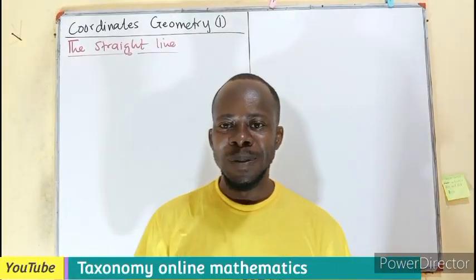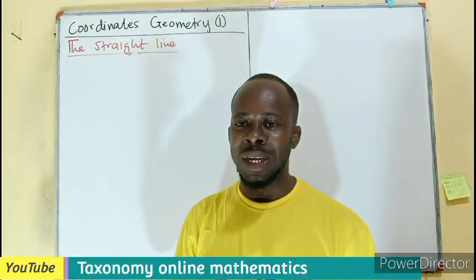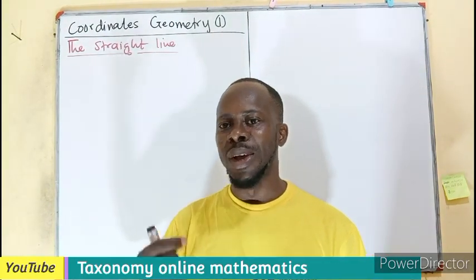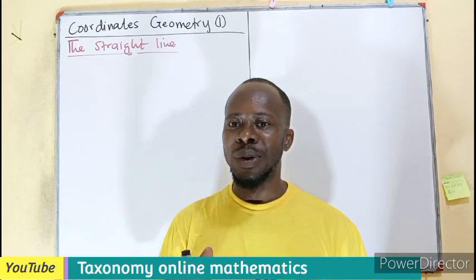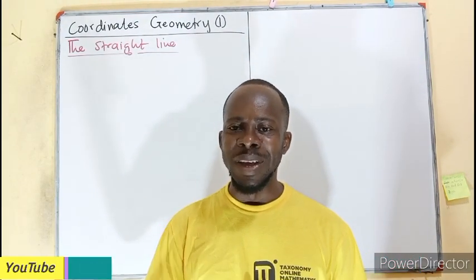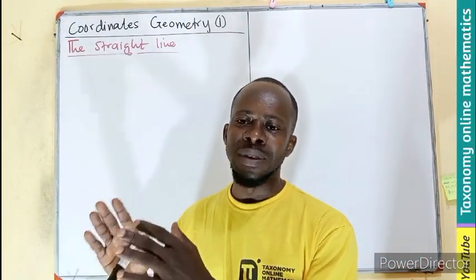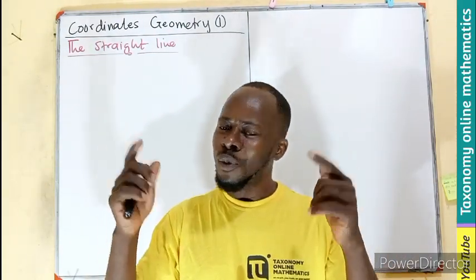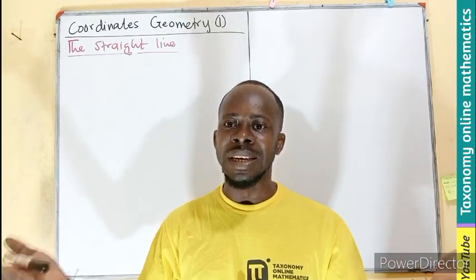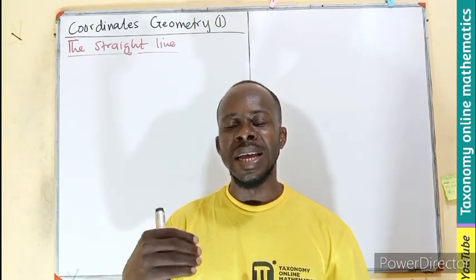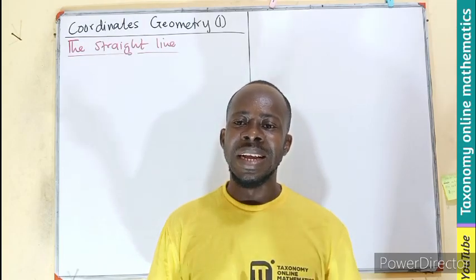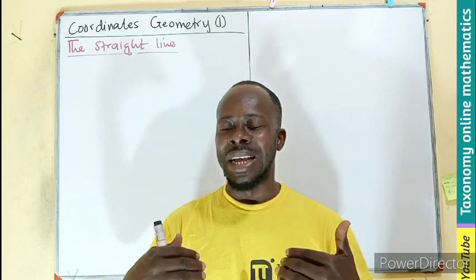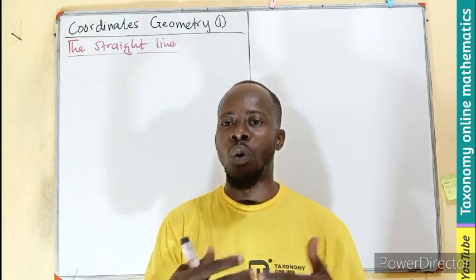Hello, welcome. Let's have the introduction into coordinate geometry one, which is the geometry of the straight line. In the olden days, pirates normally hid treasures that they came back for in one, two, three, or sometimes decades after. How are they able to locate where they buried their treasures? That comes into the use or the importance of coordinates.